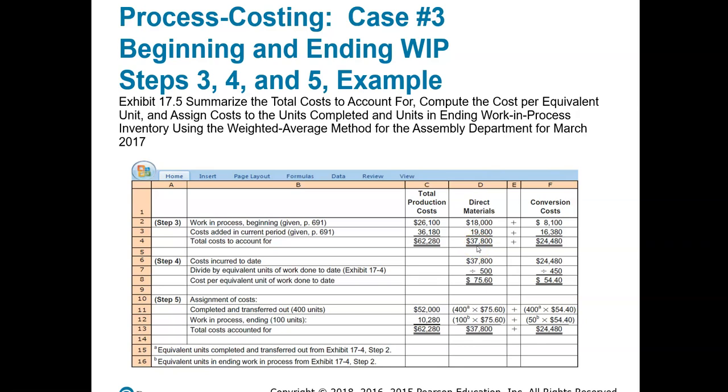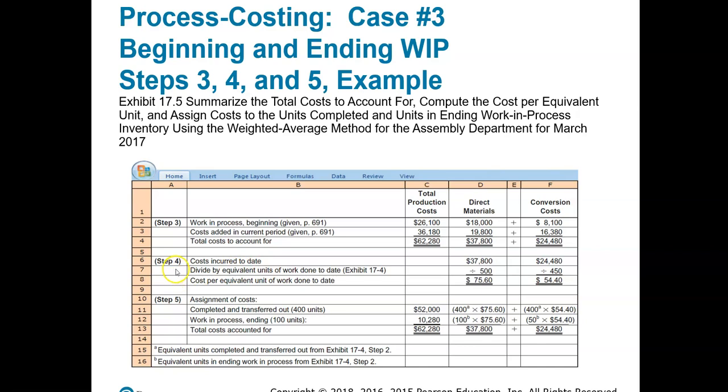With respect to conversion costs, my beginning inventory had $8,100 of conversion costs. I added another $16,380 in the current period for conversion costs. So the total conversion costs I have to account for are $24,480.